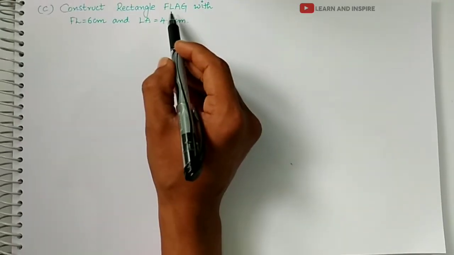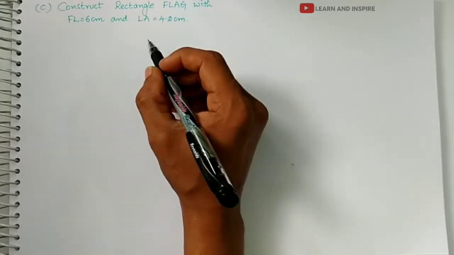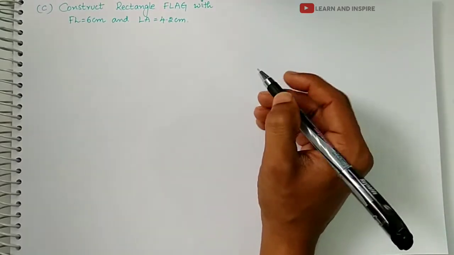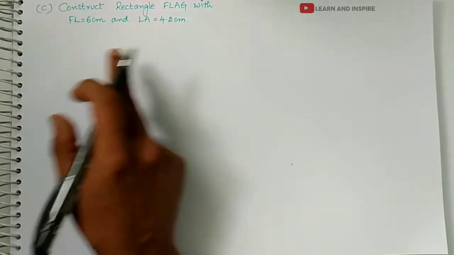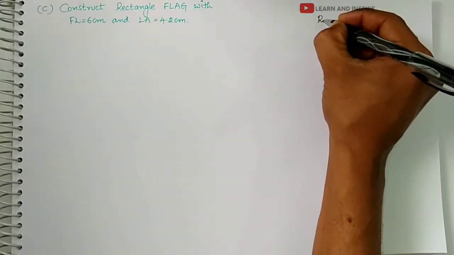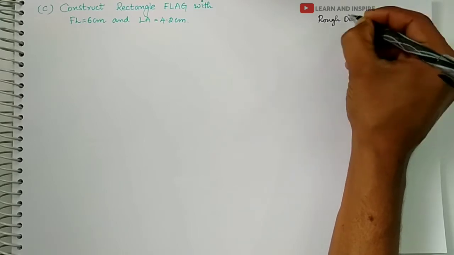Next, question number 3, construct rectangle FLAG. So as we know, properties of a rectangle: opposite sides are equal and each angle is equal to 90 degrees. That means all the 4 angles are equal to 90 degrees. So very simple. First we write the rough diagram.